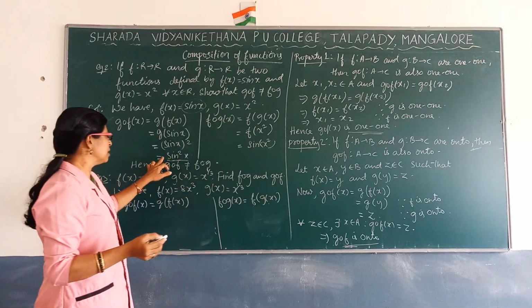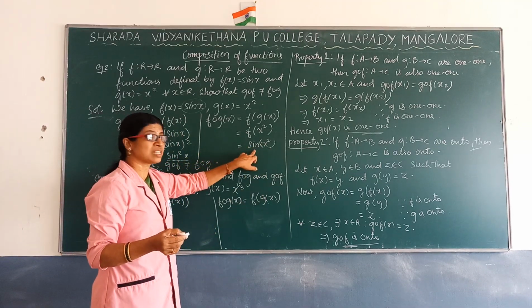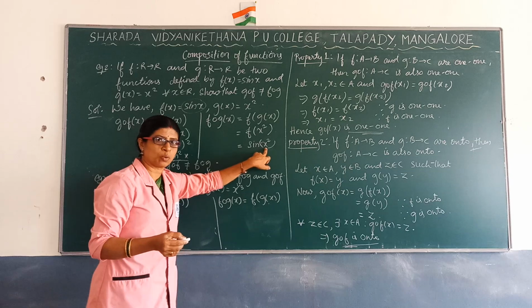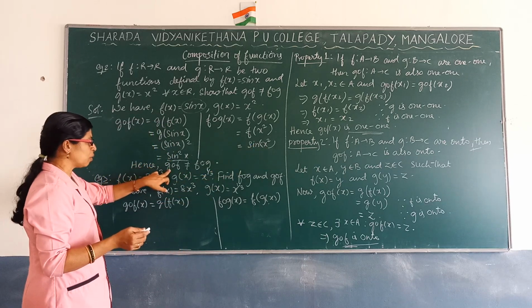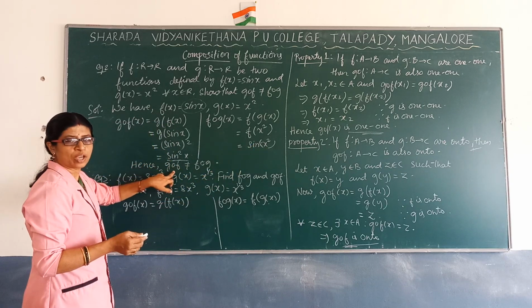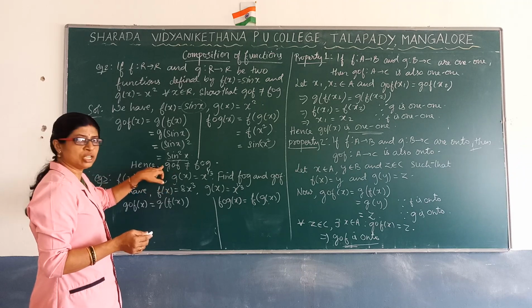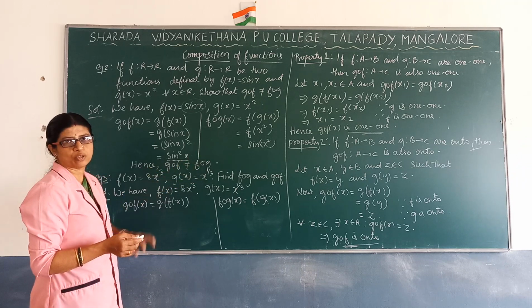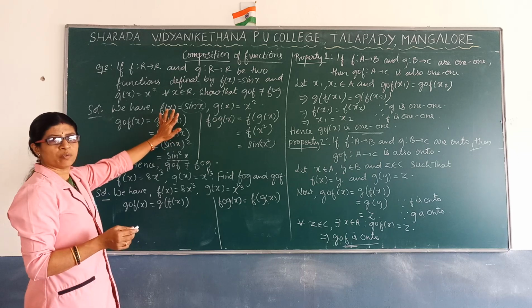Are these two equal? Sin square x and sin of x square. They are not equal. Hence we have g composition f is not equal to f composition g, or g o f is not equal to f o g. So this is your one example.